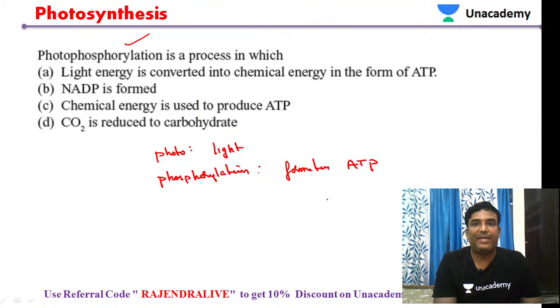The formation of ATP takes place in the presence of light. Light energy is converted into chemical energy to form ATP. Such a process is called photophosphorylation. Photo means light, so light energy is converted into chemical energy in the form of ATP.